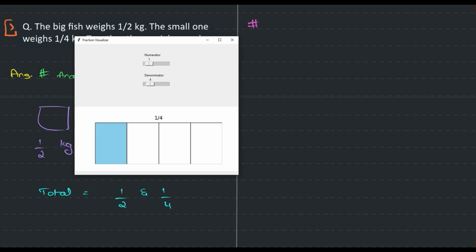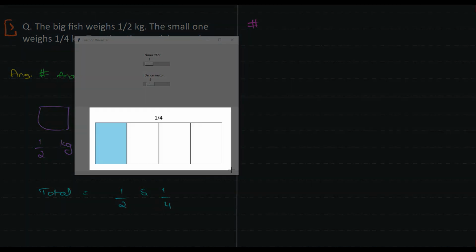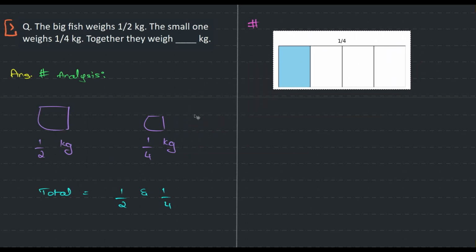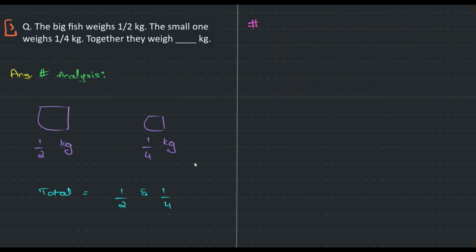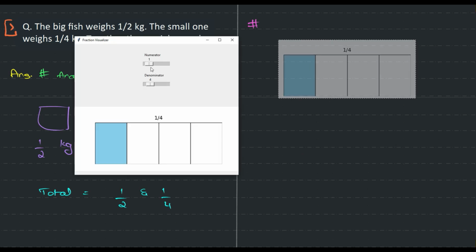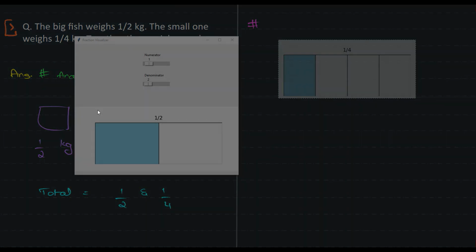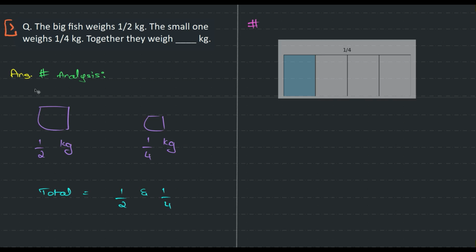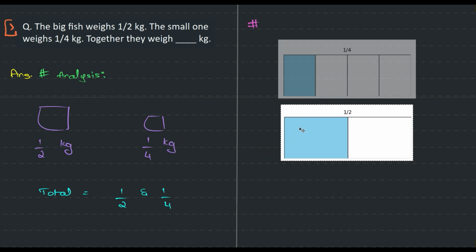So let's copy and paste this. Remember, this is 1 by 4. Let me do it here. So this is 1 by 4. Okay, guys, now let me reduce it to 1 by 2. So this is 2 and this is 1. So this is 1 by 2. And I'll paste it here for you guys.